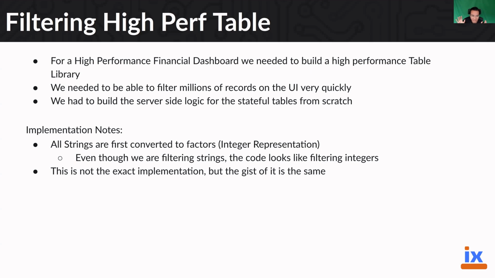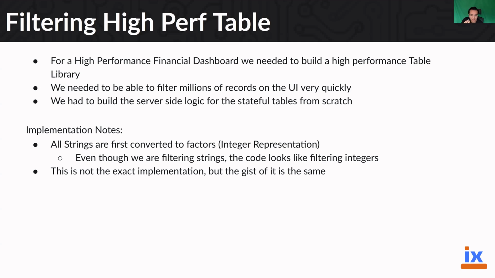A little bit on the implementation notes. All strings were first converted to factors. If you're from the R world, this might be quite familiar, but just imagine this is an integer representation of a specific string. So all strings are converted first to an index in an integer representation. So even though we are filtering strings, the code looks like we're basically filtering integers. This is also for performance reasons.